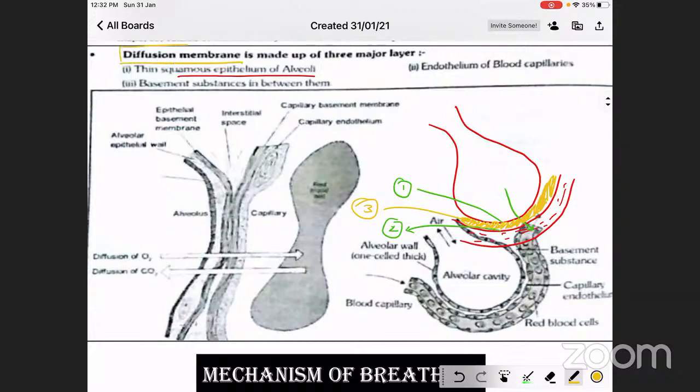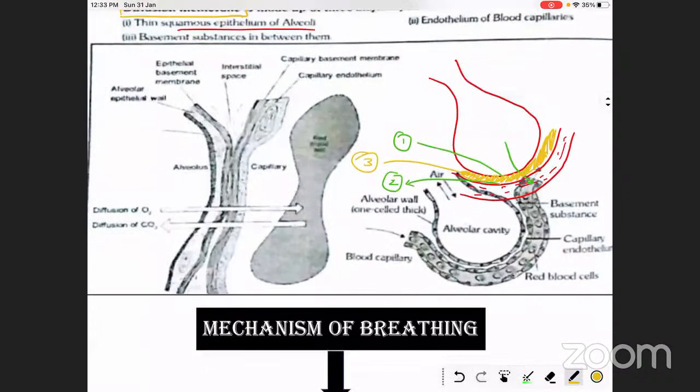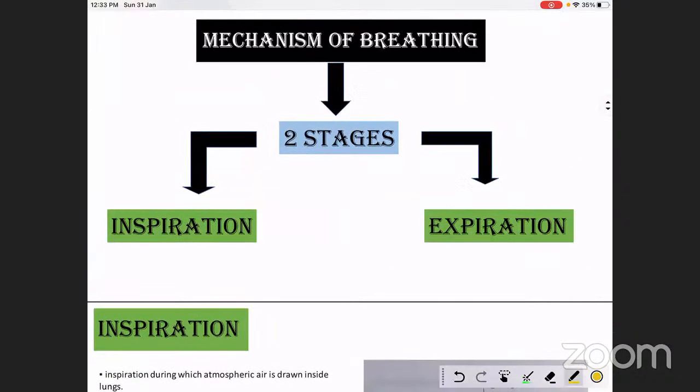Because the important gaseous exchange of oxygen and carbon dioxide takes place through this membrane, diffusion takes place. We have already talked about the law of diffusion and how diffusion takes place. We have already seen these things. Now let's move forward, and today we will talk about the mechanism of breathing.